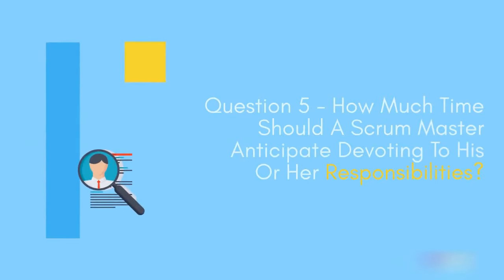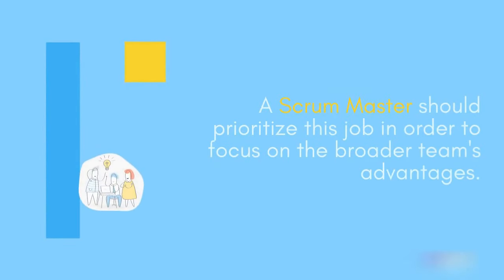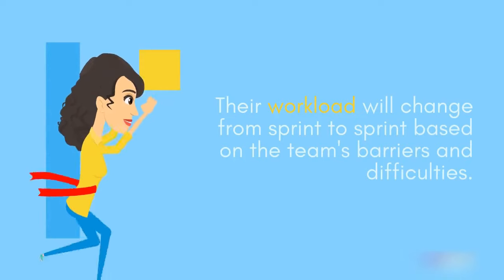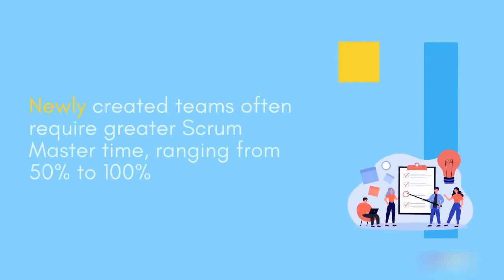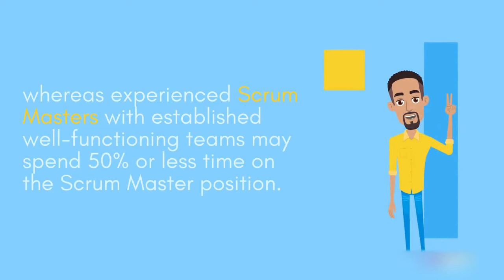Question 5. How much time should a Scrum Master anticipate devoting to his or her responsibilities? A Scrum Master should prioritize this job in order to focus on the broader team's advantages. Their workload will change from sprint to sprint based on the team's barriers and difficulties. Newly created teams often require greater Scrum Master time, ranging from 50% to 100%, whereas experienced Scrum Masters with established well-functioning teams may spend 50% or less time on the Scrum Master position.